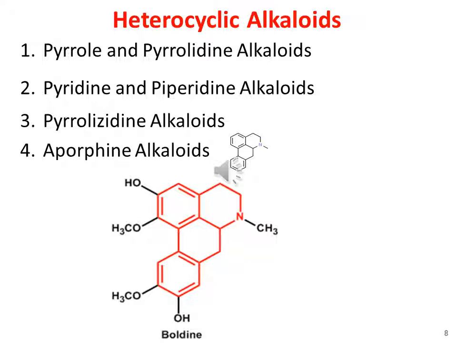Since the pyrrole and pyrrolidine alkaloids contain either the pyrrole or pyrrolidine ring structure, and the pyridine and piperidine alkaloids contain either the pyridine or piperidine ring structure, these two categories may be classified as mononuclear heterocyclic alkaloids, since they possess only one ring in their structure. Those alkaloids that have a ring structure that consists of more than one ring are called polynuclear heterocyclic alkaloids. Pyrrolizidine and aporphine can be categorized as polynuclear alkaloids.